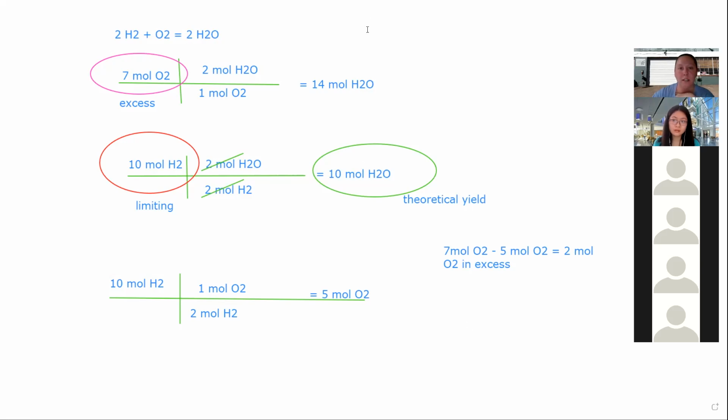So say, for instance, we made, experimentally, 9 moles of H2O. So our percent yield would be the actual amount divided by the theoretical times 100%.